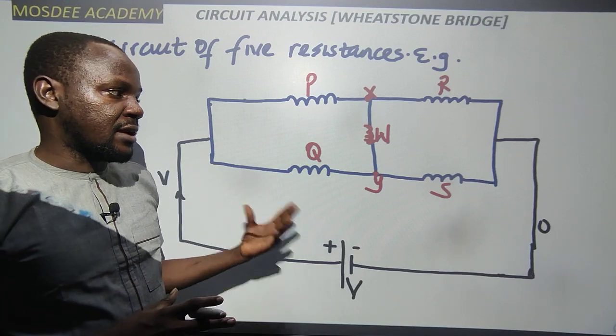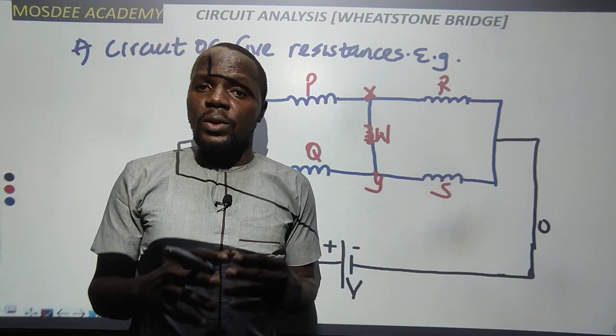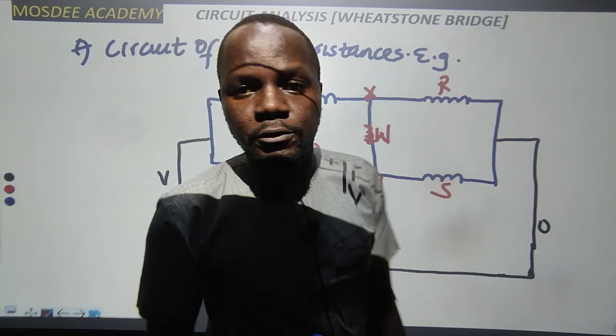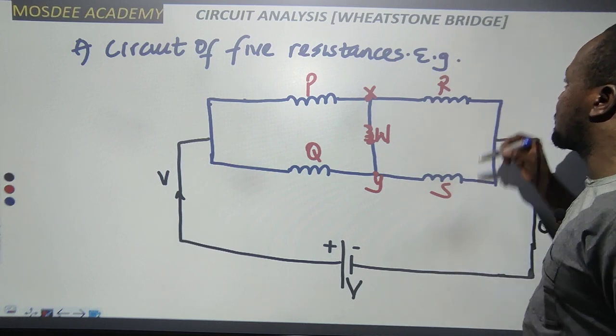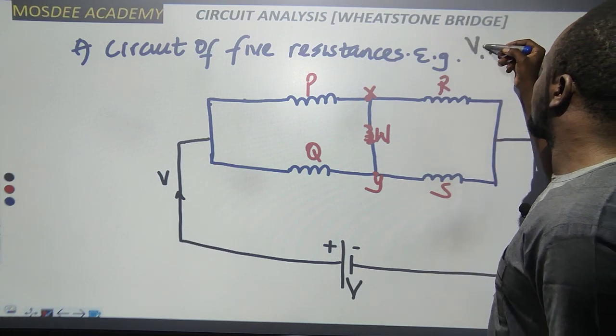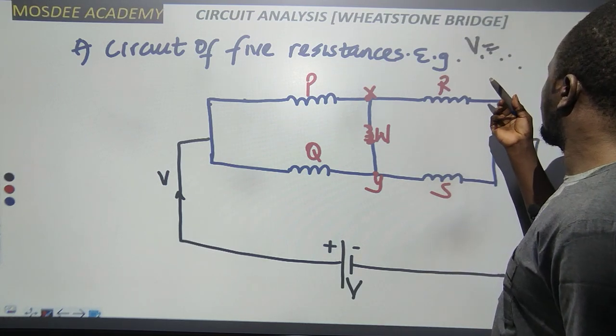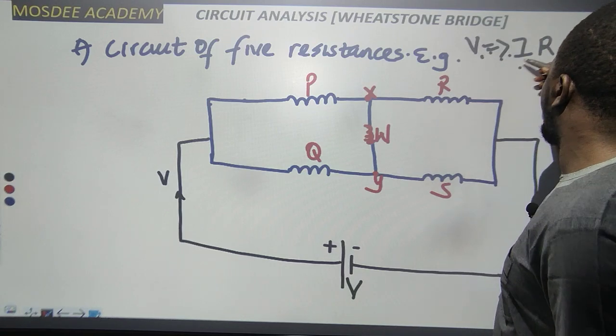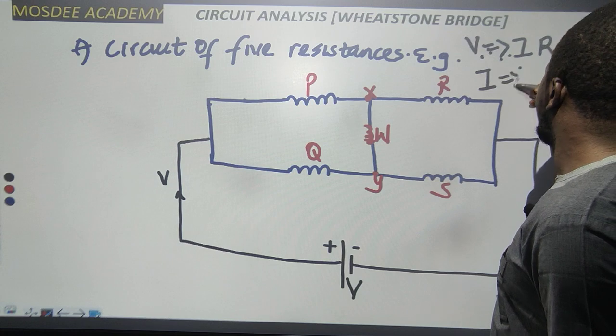As current enters one loop or one junction, we take the potential at different junctions. I believe that everybody has studied Ohm's law in junior classes, which states that V equals IR. So if I'm going by current law, I can say I equals V over R.